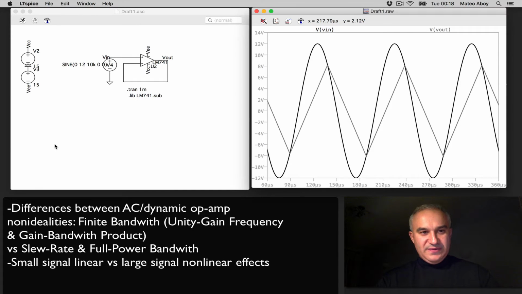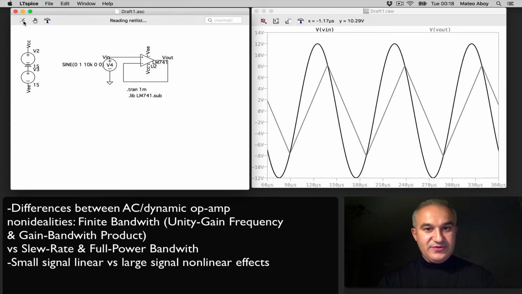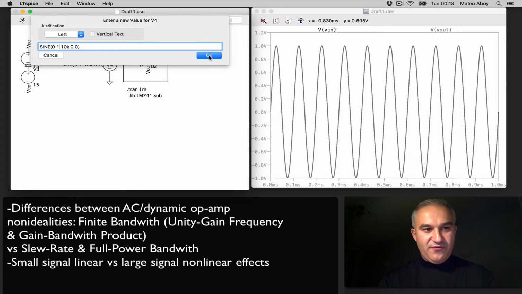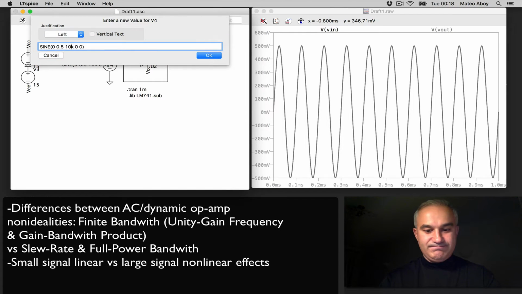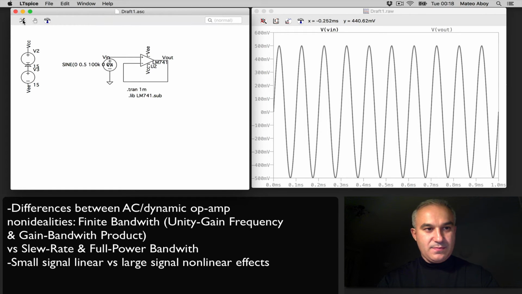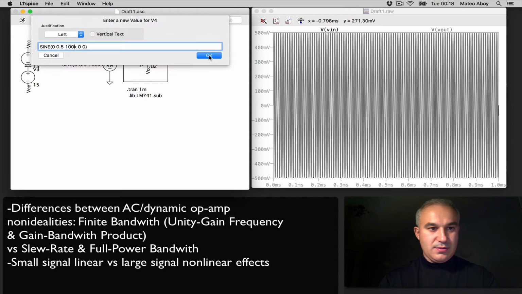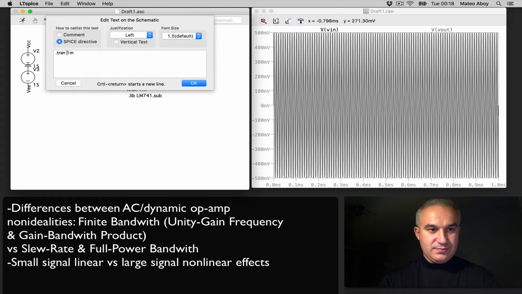Okay, so that is slew rate limiting frequency. Now, if the voltage goes down, everything is fine. Okay. Now, let's put there a low voltage. I'm going to say like 0.5 volts. And let me increase the frequency. 100K. Okay, and let me actually do that.